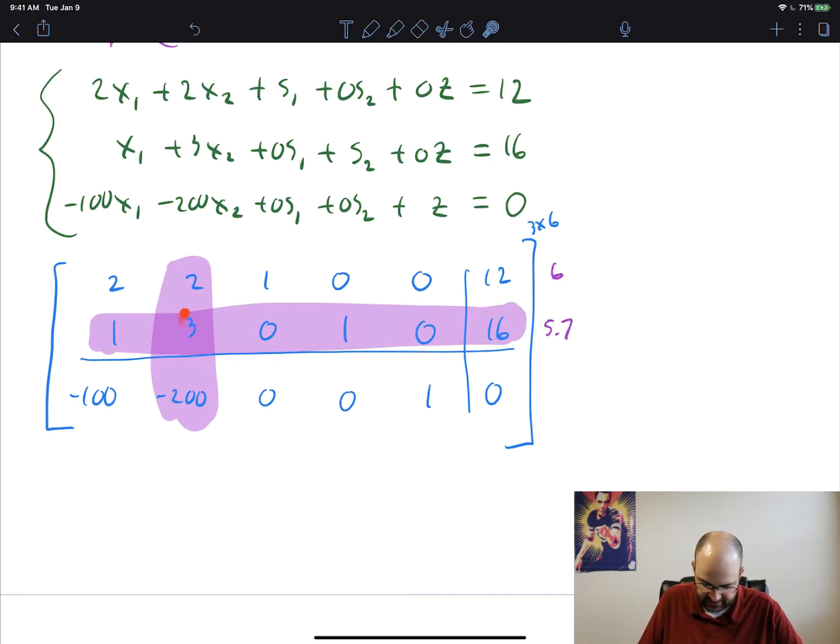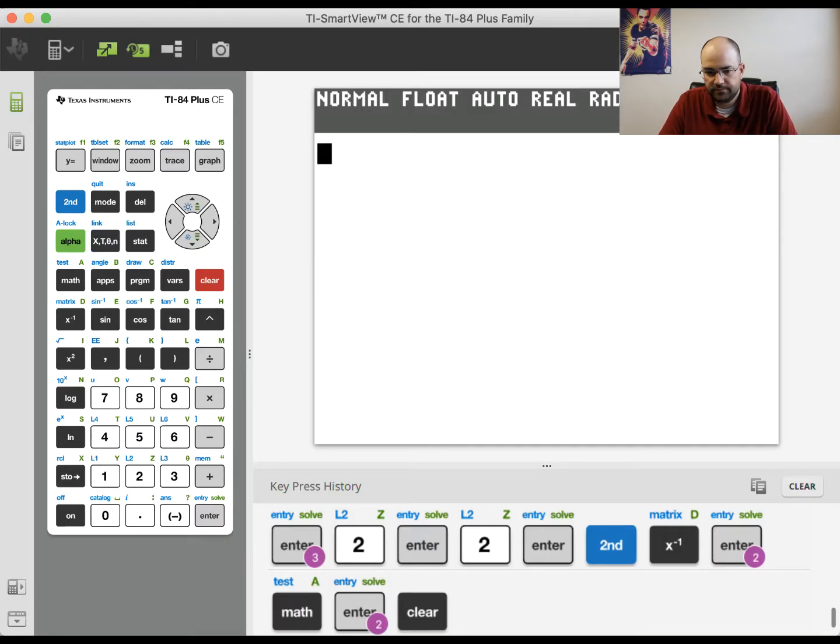Which of course means that that right there, that number 3 there, is in fact the pivot. Row 2, column 2. Awesome. This is where we go to the calculator. I'll see you there. Welcome to the calculator.